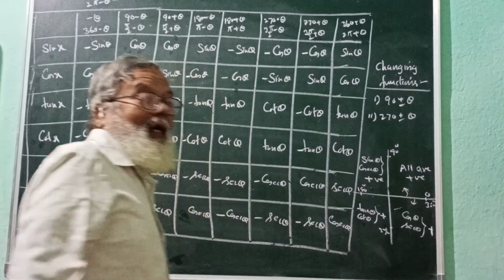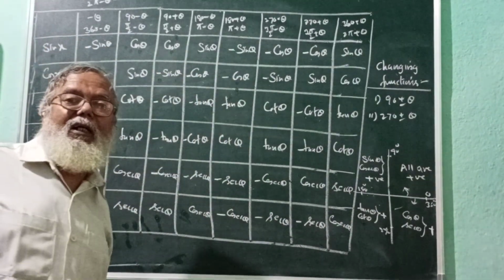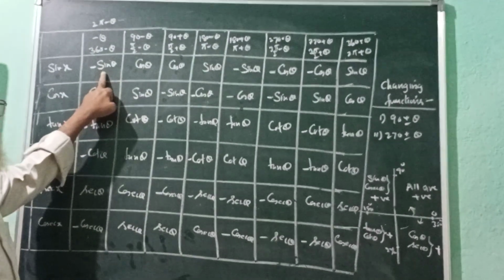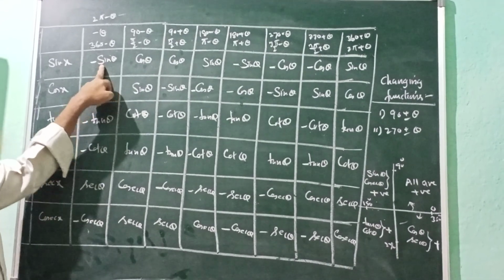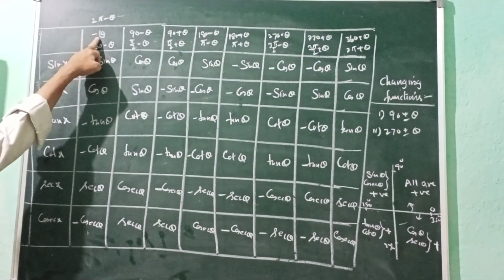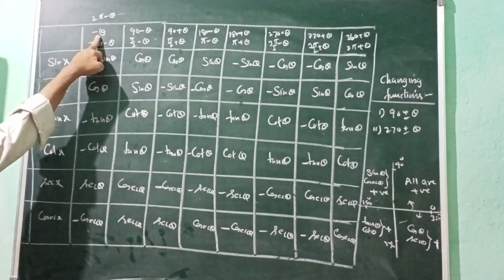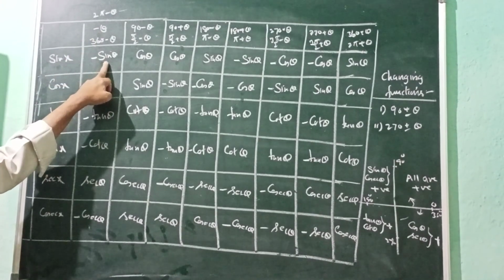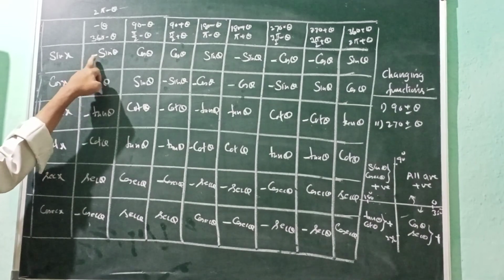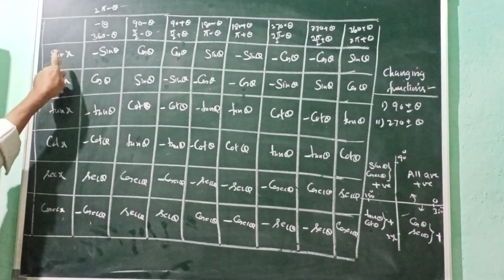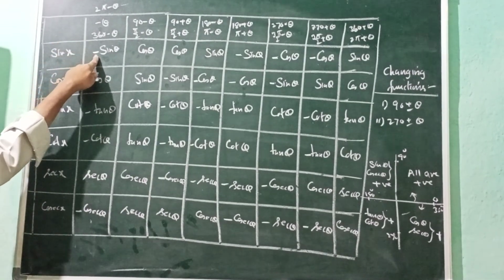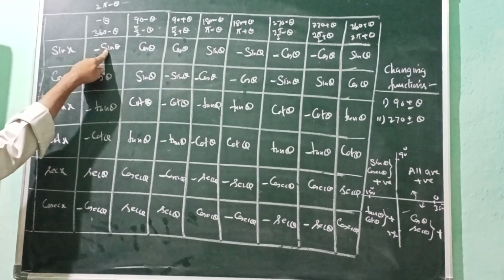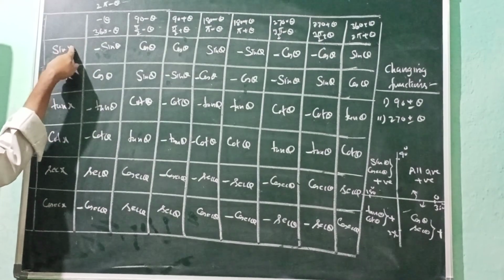Here many of the students make one mistake. Please carefully try to understand. For example, see here, we are writing the value of sine of minus theta. If we are writing the value of sine of minus theta, it is sine theta because it is not a changing angle. And for minus theta in the fourth quadrant, the value of sine is negative here. Not this sign; we should not take this one. This is our answer.